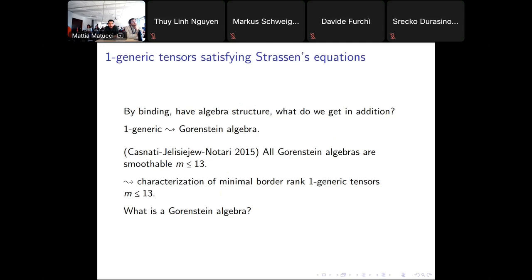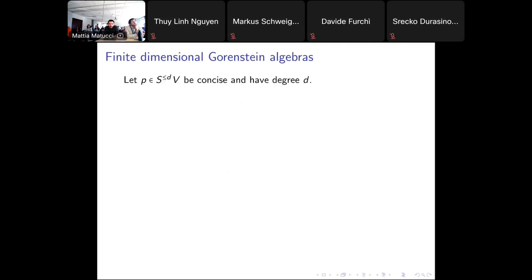Oh yeah, what is a Gorenstein algebra? Well, I guess we have to do it. We're only dealing with finite dimensional Gorenstein algebras. So let me switch gears a little bit. Let's say I have a polynomial of degree d that uses all my variables. I define the annihilator of the polynomial. We saw this earlier in the week. These are all the differential operators that kill our polynomial. It's played a role in several lectures.